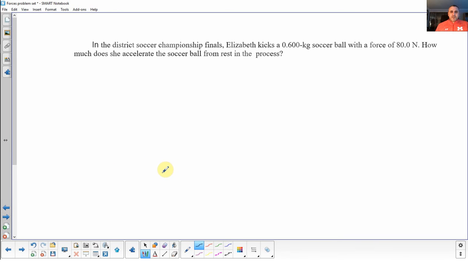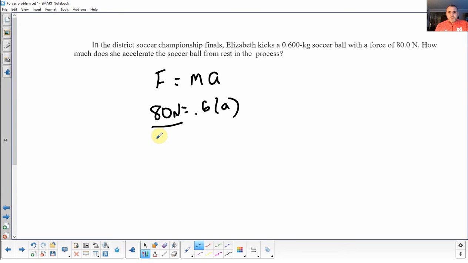Next up, district soccer championship finals. Elizabeth kicks a 0.6 kilogram soccer ball with a force of 80 newtons. How much does the ball accelerate? So we are given a force and a mass, and we're looking for the acceleration. 80 newtons equals 0.6 times a. If we divide both sides by 0.6, the 0.6 goes away. Acceleration is going to be 133 1/3 meters per second squared.